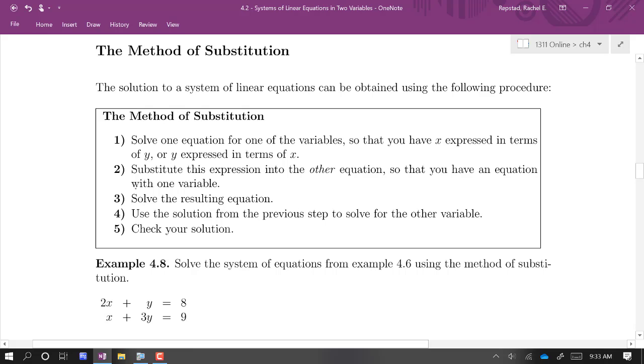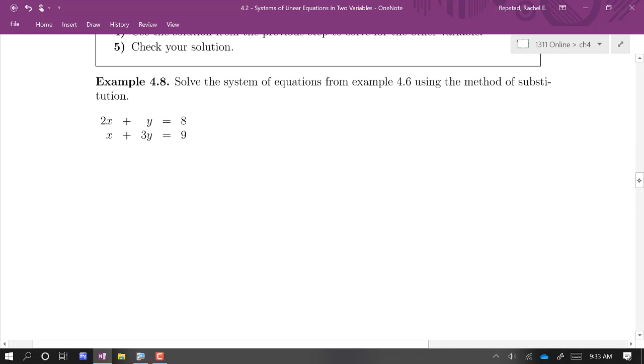It's really important that you pick the other equation when you do that. And then you're going to have an equation with a single variable. So solve it. Then you get one of those values, either x or y. And once you have that, you can plug that value into either of the two equations and get the value of the other variable. So let's see how this works by example.